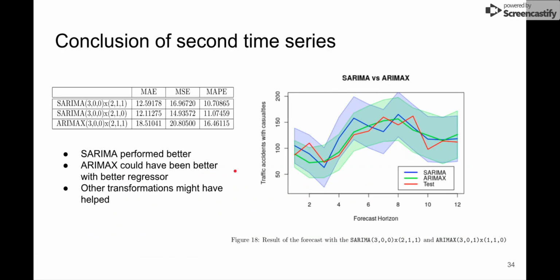So as a conclusion for the second time series, I tried 2 different SARIMA models and 1 ARIMAX, and it turned out that the SARIMA performs best. This is the 95% prediction intervals. Of course, again, other transformations might have helped, but again, due to lack of time, I did not try that.